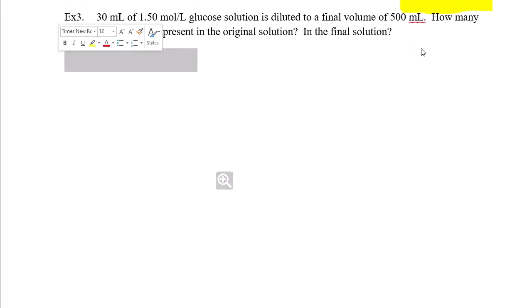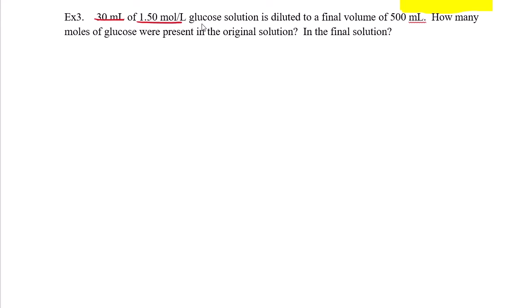So 30 milliliters of 0.15 mole per liter glucose. Let's try one more. 30 milliliters of 1.50 mole per liter glucose solution is diluted to a final volume of 500 milliliters. How many moles of glucose were present in the original solution, in the final solution?